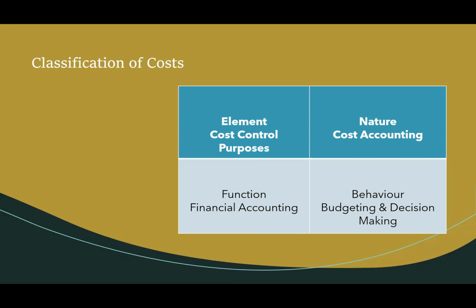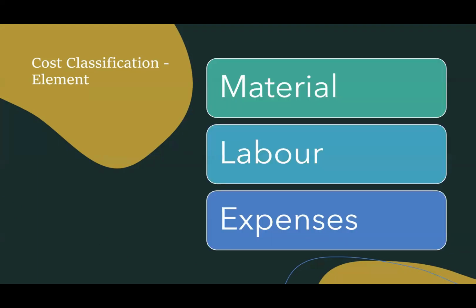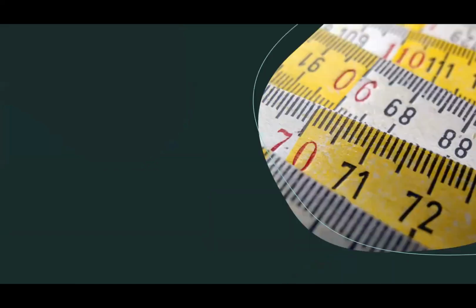Now, I'll explain one by one in more detail so that you can understand how we can classify the cost and what purpose it serves. So first we have to understand how to classify the cost based on element. So you can classify it into three segments: material, labor, and expenses. So that's the classification based on element.